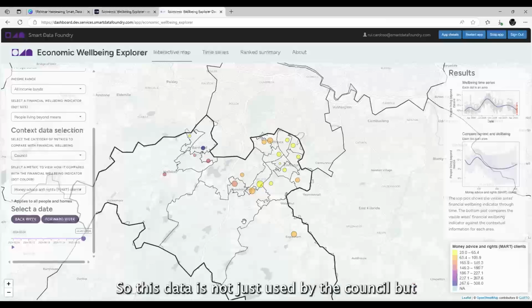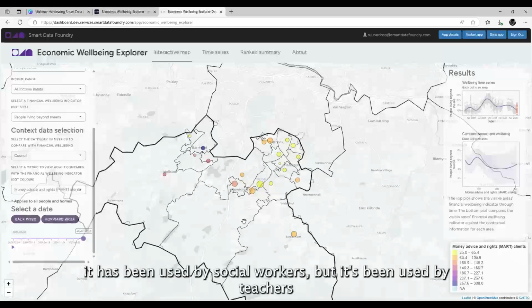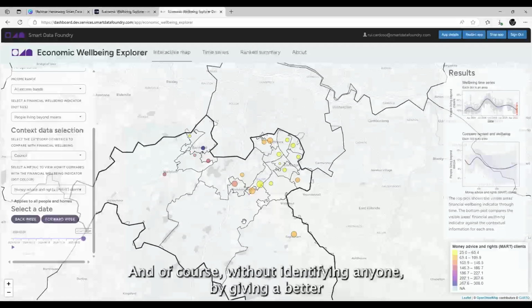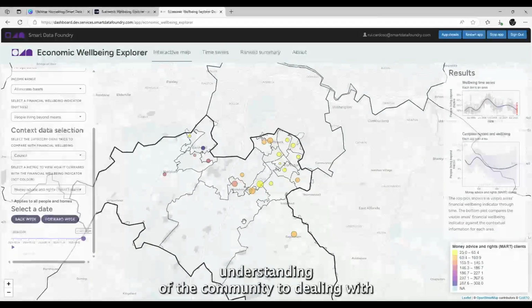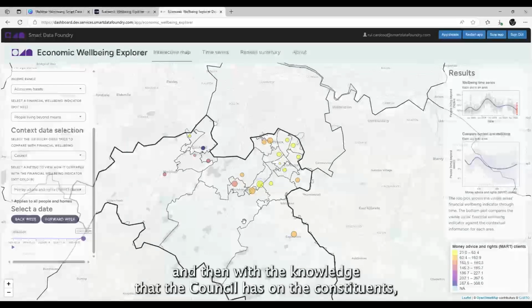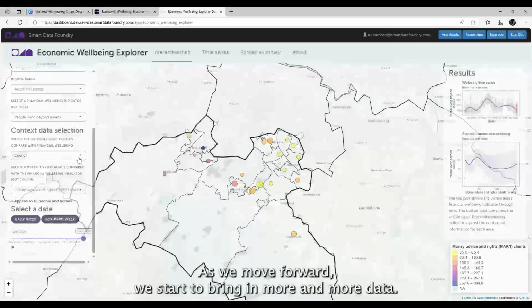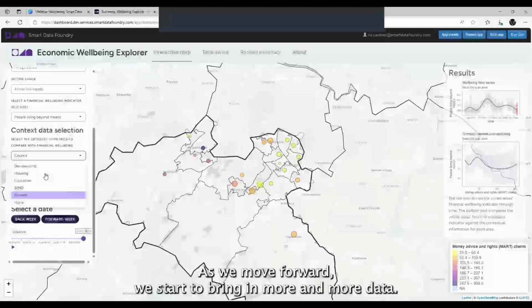So this data is not just used by the council, it has also been used by social workers and by teachers in the schools to give a better understanding of their communities. And of course, without identifying anyone, but giving a better understanding of the communities they're dealing with. And then with the knowledge that the council has on the constituents, proper support mechanisms can be put in place. As we move forward, we started bringing more and more data.